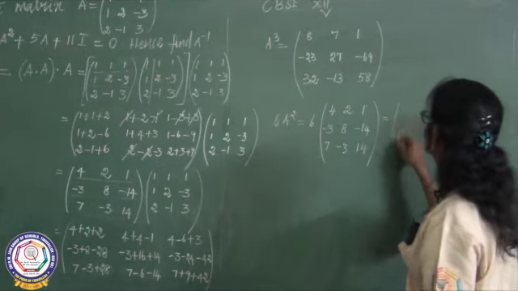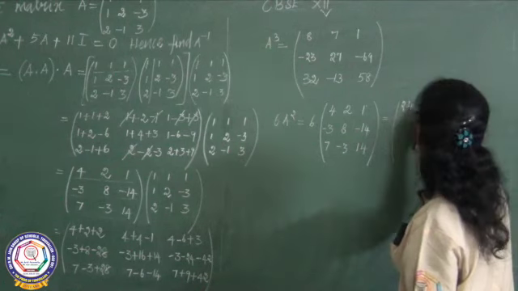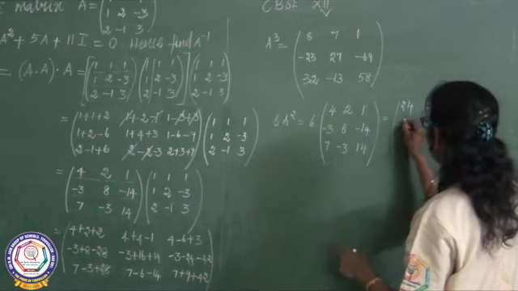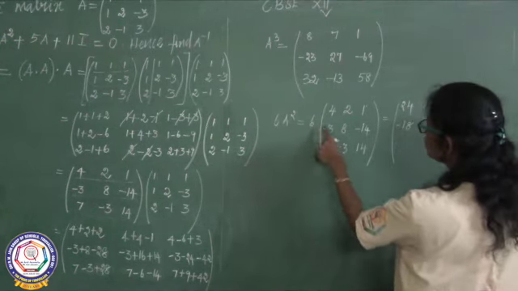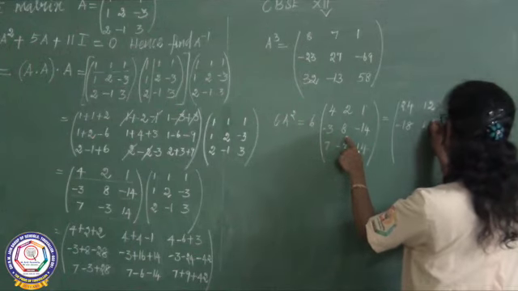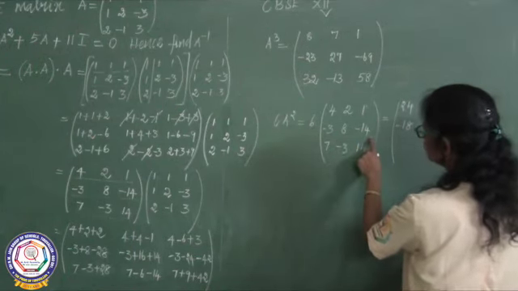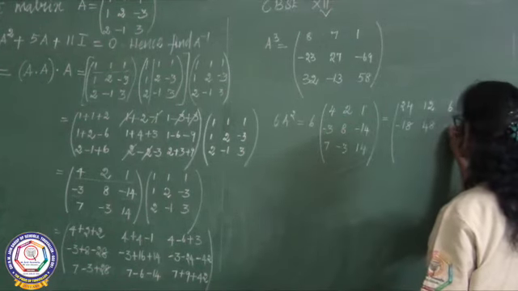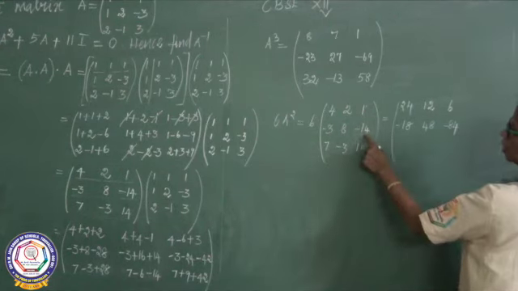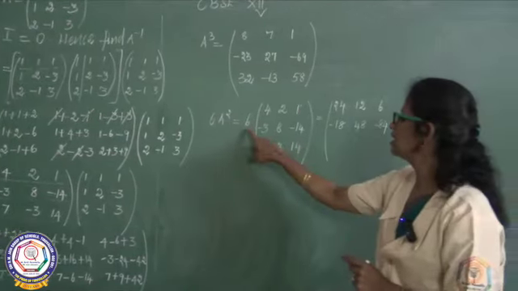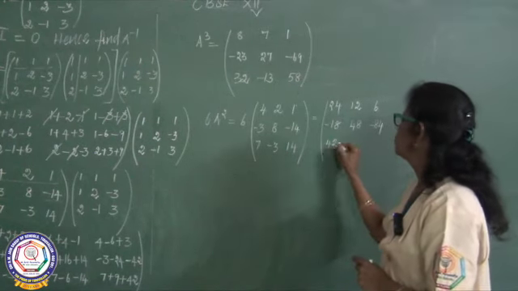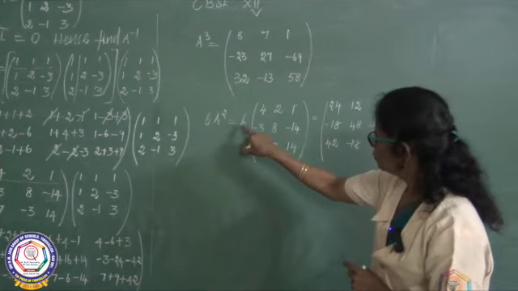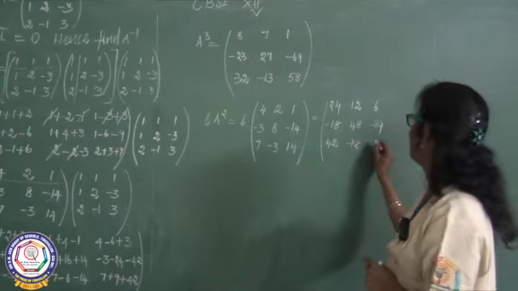6 4s are 24, 6 2s are 12, 6 1s are 6. 6 into minus 3, minus 18. 6 into 8, 48. 14 6s are 84, that means minus 84. 6 7s are 42. 6 into minus 3, minus 18. The same, 14 6s are 84.